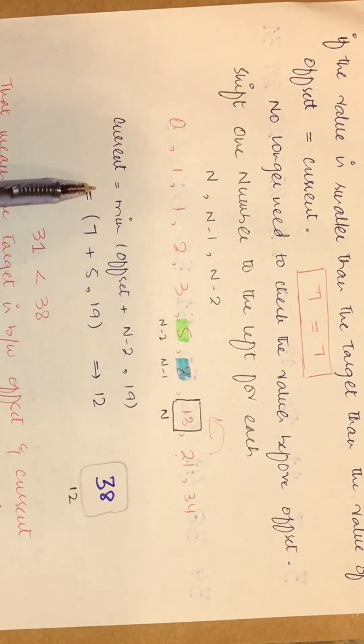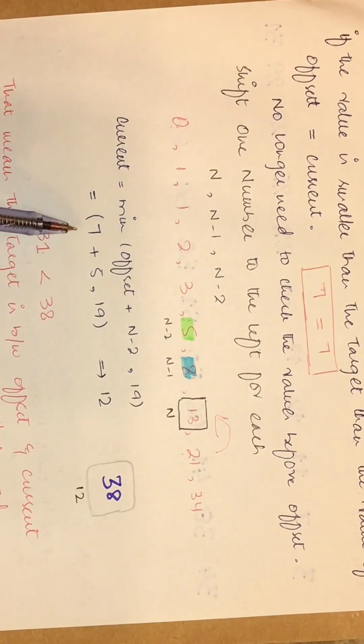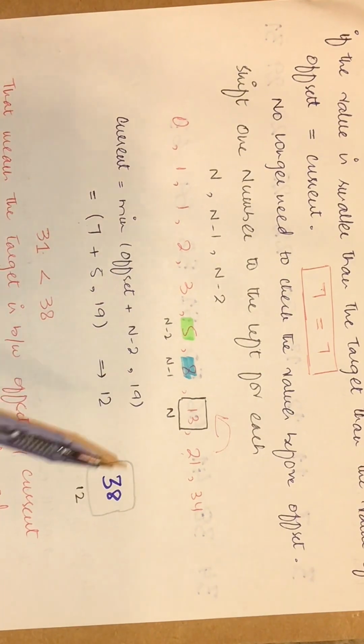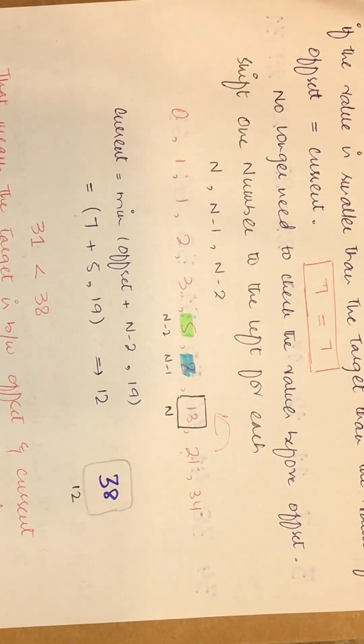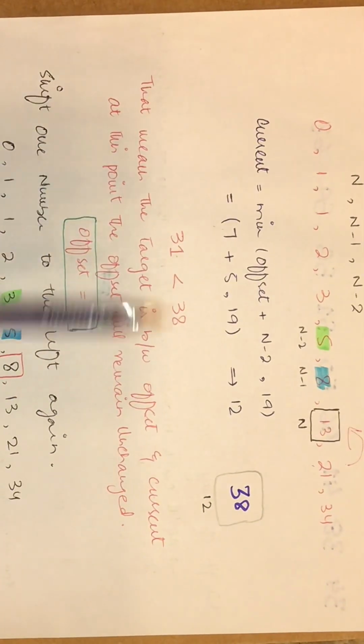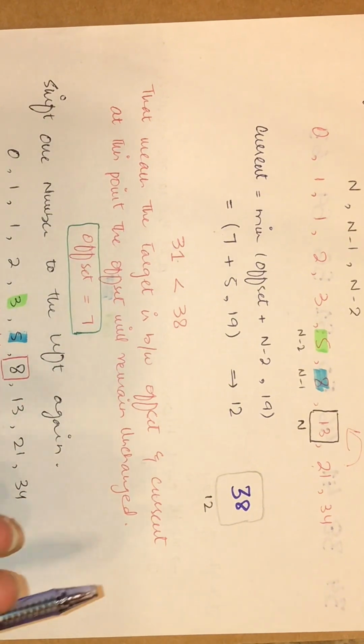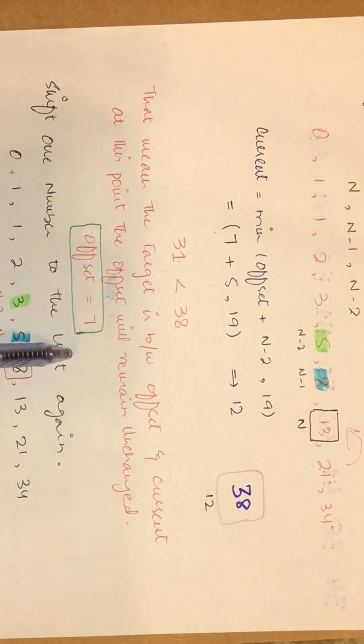Then again we will put these values in the formula. Offset is now 7, n minus 2 is 5, and 7 plus 5 is 12. Now we will check the value at the 12th index, which is 38. Since 38 is larger than the target, 31, that means that the target is between offset and current. At this point, the offset will remain unchanged. This means that the target we need is between the current index and the offset.